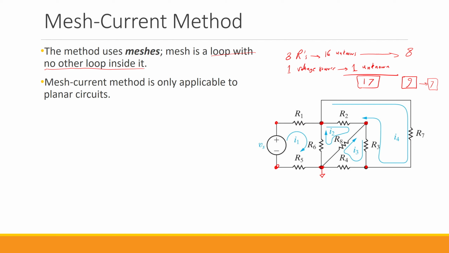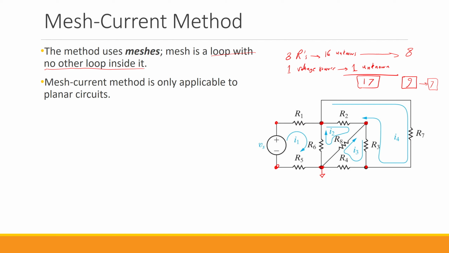A loop was any closed path in the circuit, as long as we didn't go through elements more than once. So for example, this path, Vs, R1, R2, R3, R4, and R5, creates a loop. But that loop is not a mesh because it contains this loop and this loop inside of it. So a mesh is a loop that doesn't have any other loops inside of it.